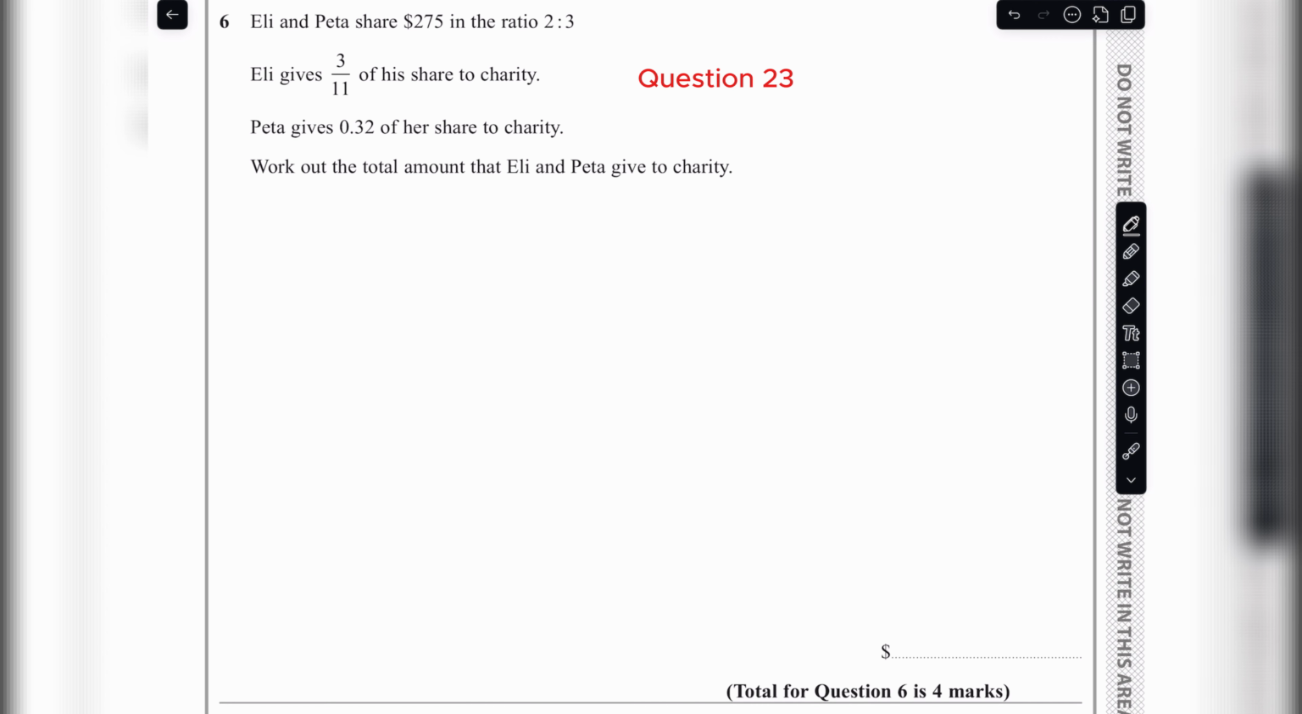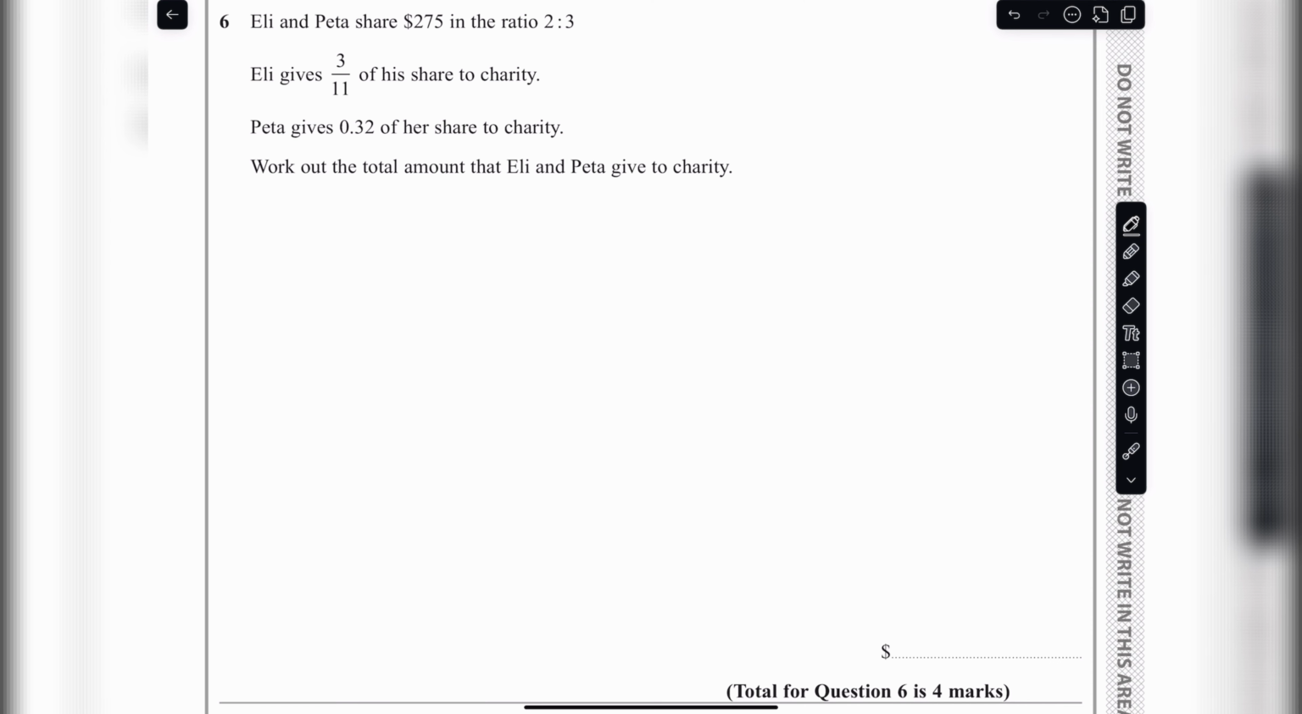In question 6, we are told that Eli and Petter share $275 in the ratio 2:3. Eli gives 3/11 of his share to charity. Petter gives 0.32 of her share to charity. Work out the total amount that Eli and Petter give to charity.